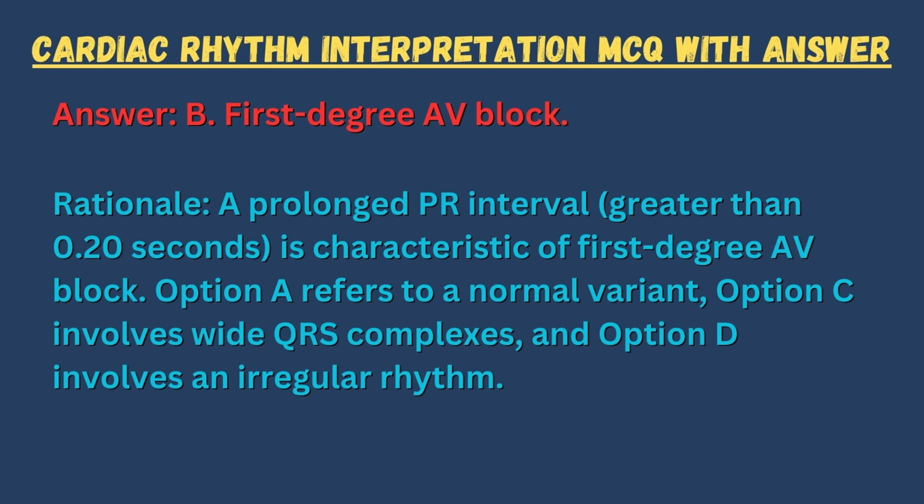Answer: B. First-degree AV block. Rationale: a prolonged PR interval greater than 0.20 seconds is characteristic of first-degree AV block. Option A refers to a normal variant. Option C involves wide QRS complexes. And Option D involves an irregular rhythm.